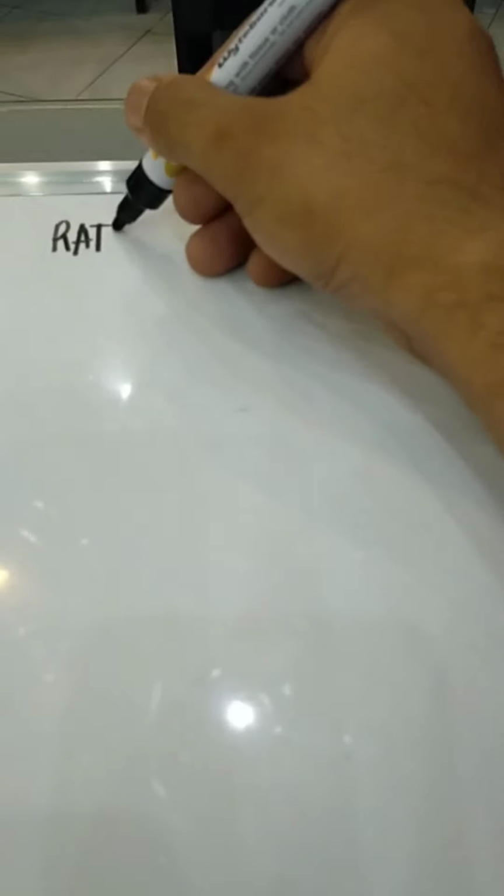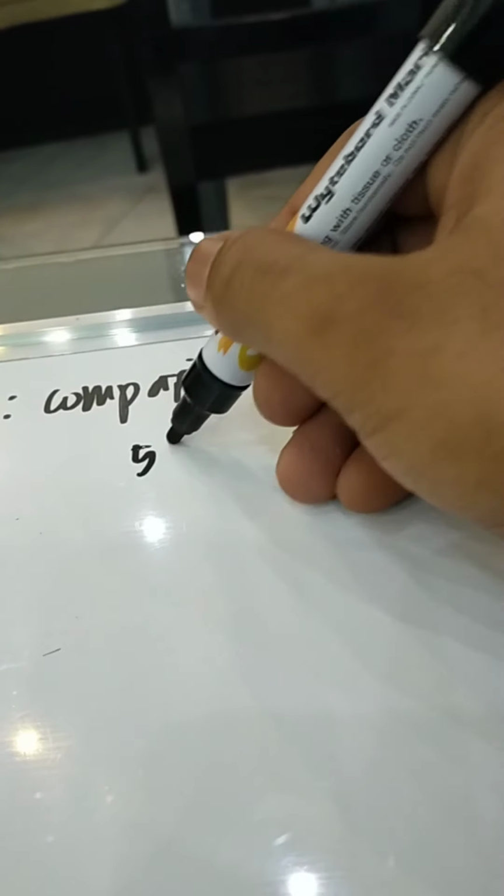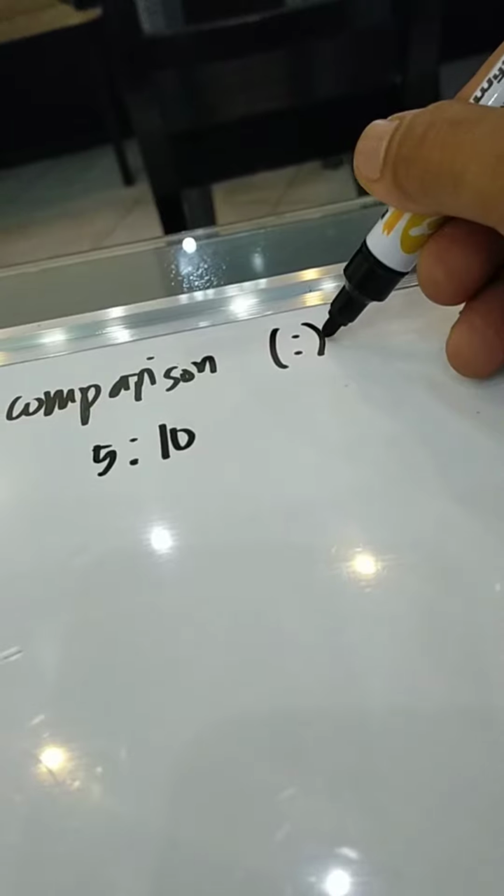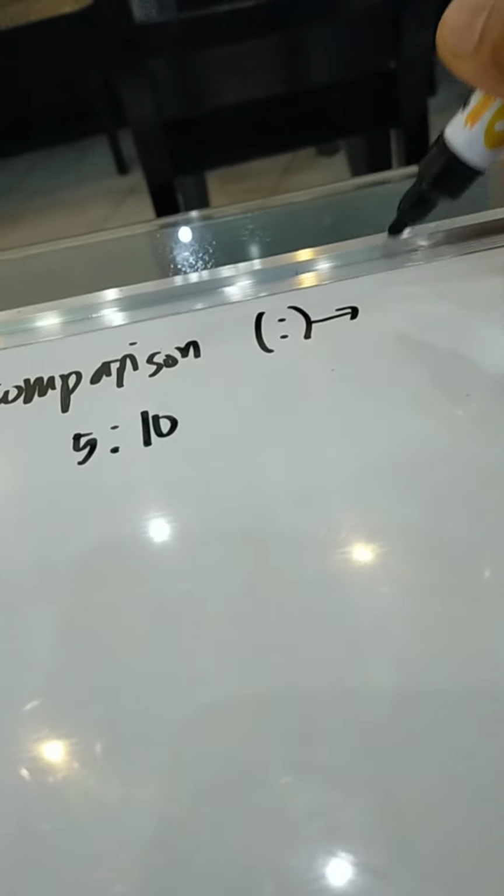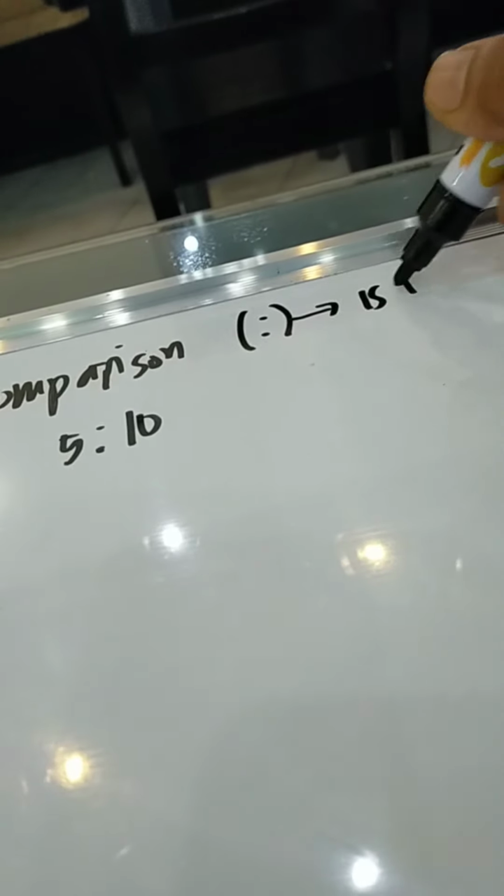So we have first ratio. So ratio is a comparison. It's a comparison between two numbers. And we use the symbol double dot. Yan. So hindi siya yung give me a dot doon sa Facebook. It's a double dot. So for example, we have 5:10. This symbol is read as is to.